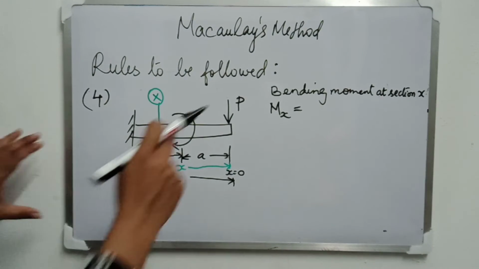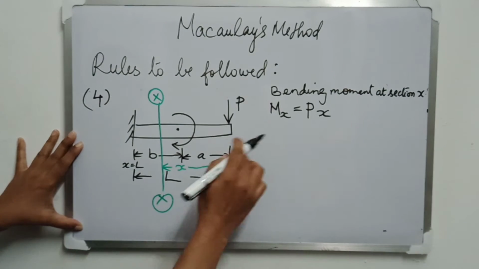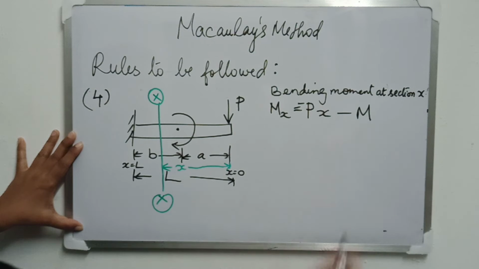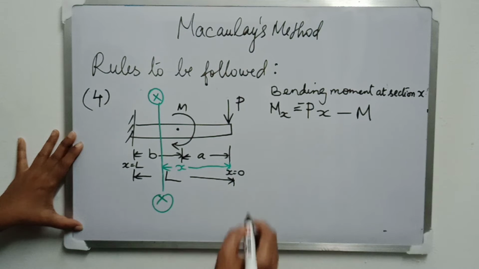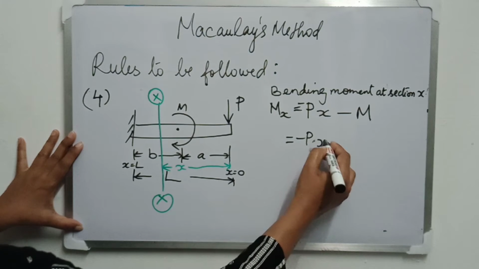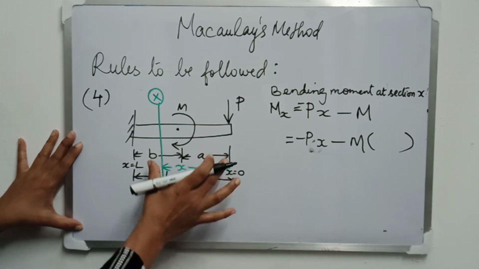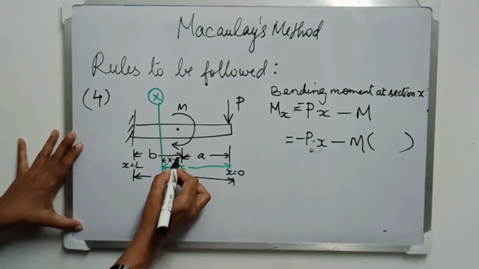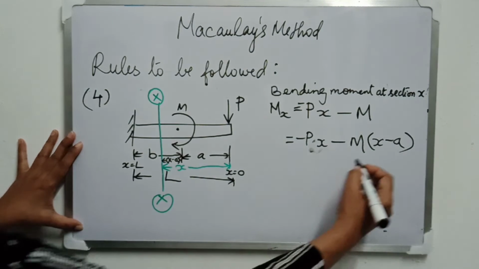The moment due to force P is force P into perpendicular distance x, and it creates a hogging moment, so I am putting a negative sign. And this concentrated moment M is also creating a hogging moment, so I am putting minus M here. As the M in this equation does not represent any position, we are rewriting the equation again and including another term, that is the distance of M, that is x minus a, from the selected section in the equation.